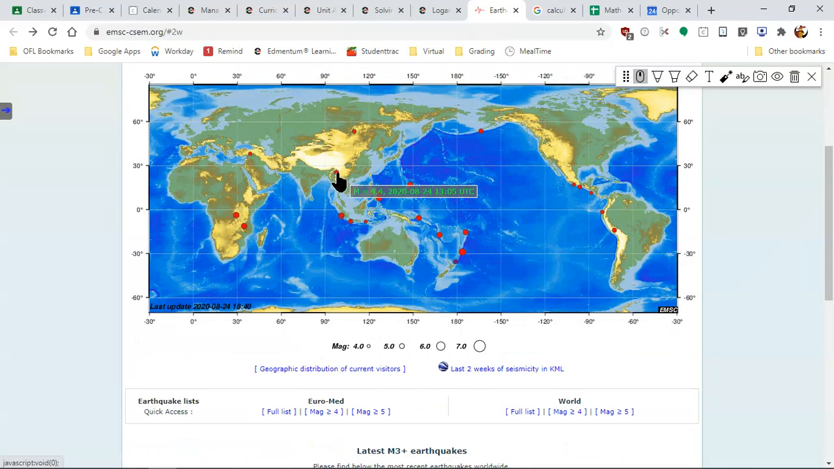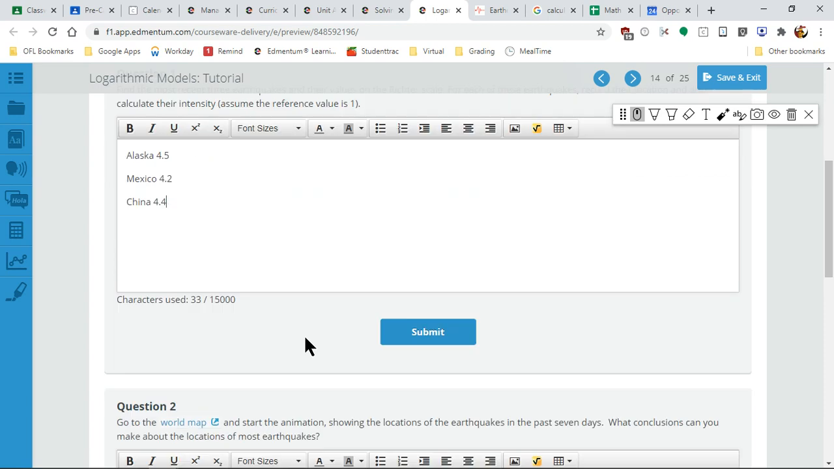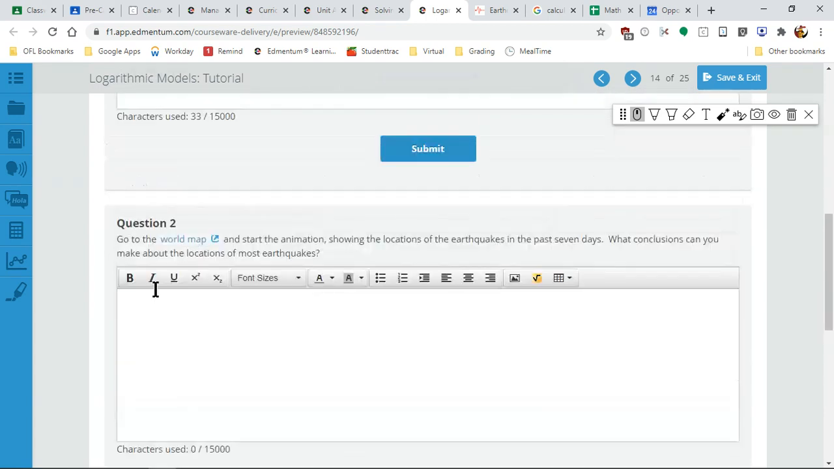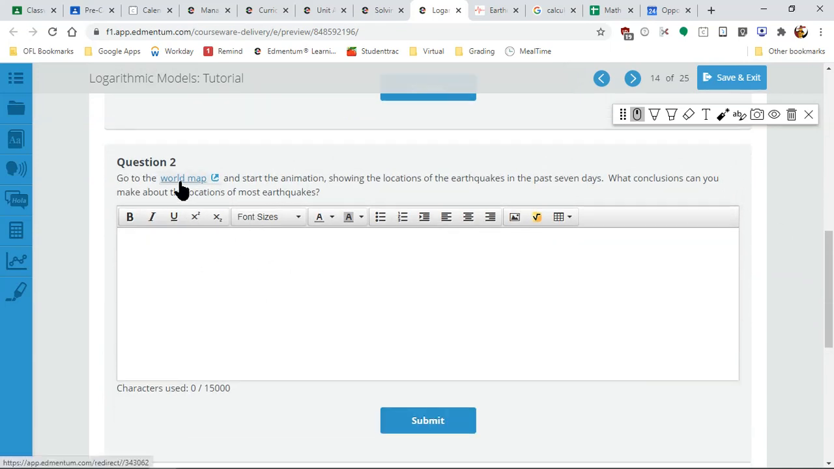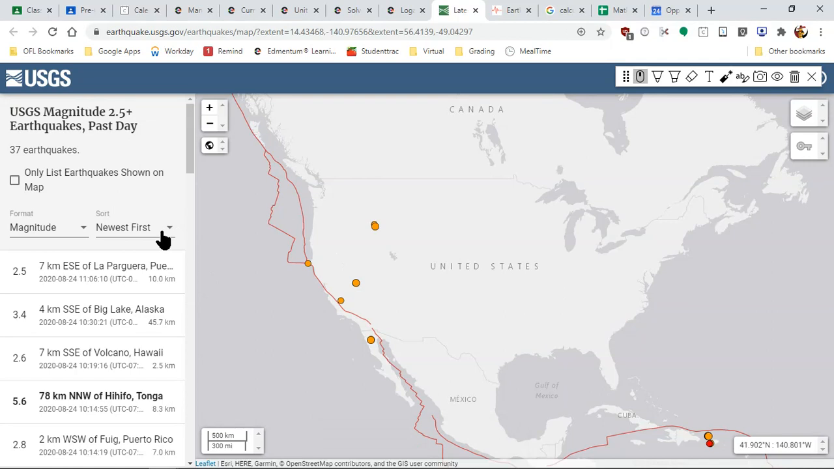China, 4.4. So these are all going to be different, unless you guys are just following along with me. It's like, okay, go to the world map animation past 7 days. Are you serious? So we're going to go to the world map and do, how do you do the past 7 days?